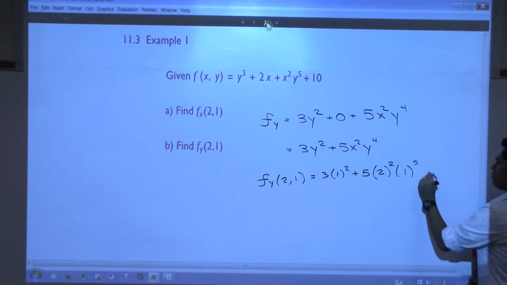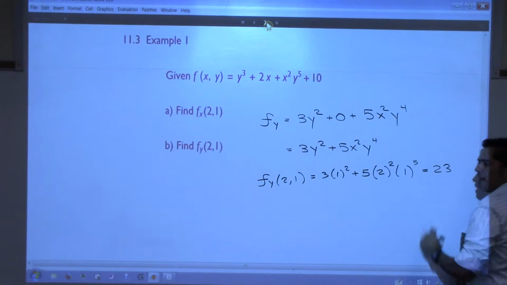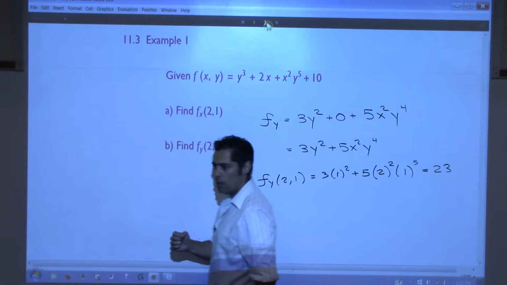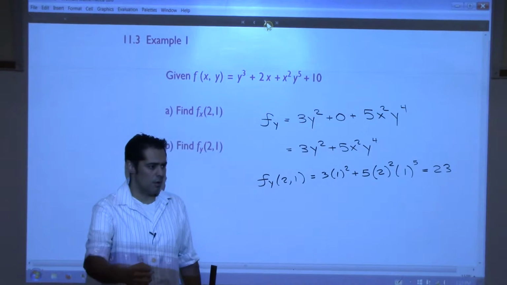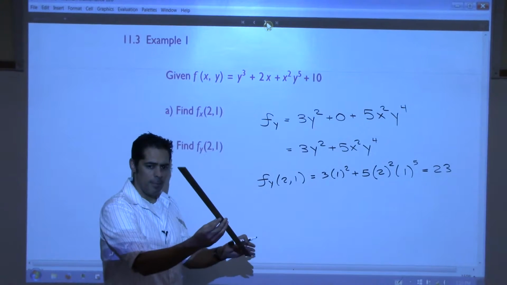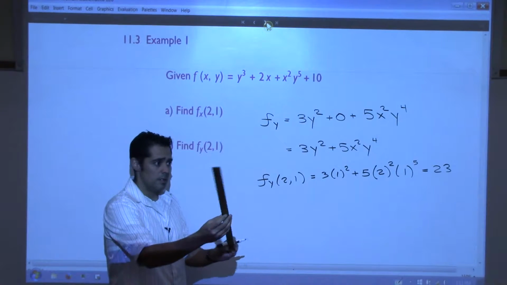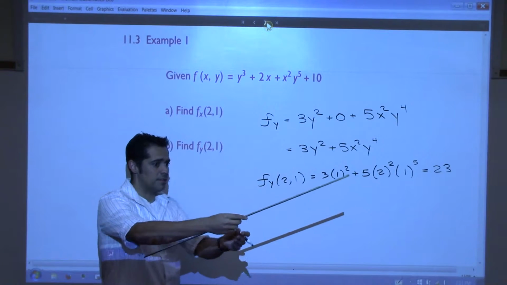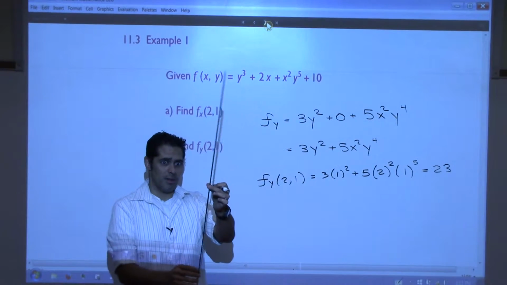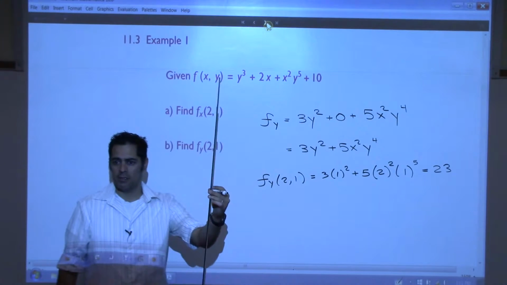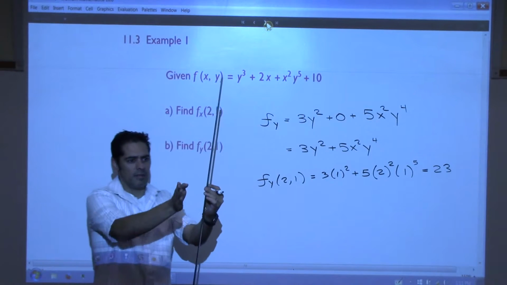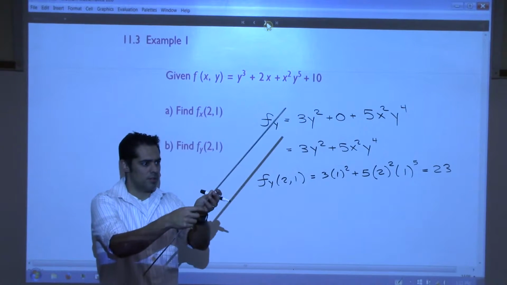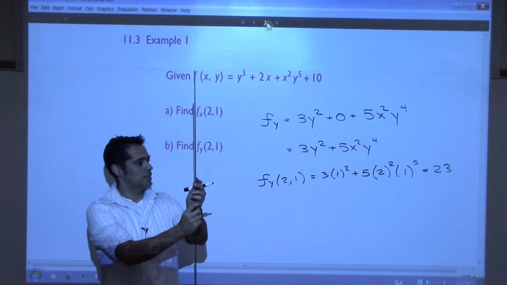Yes? Okay, 23. So that means now that if I had walked out to that point, out 2 over 1, but this time not point that direction, point this way, parallel to the y-axis, my slope is actually 23. It's even steeper that way, isn't it? So if I'm pointing that direction, it's only 6, but if I point this direction, it's 23.